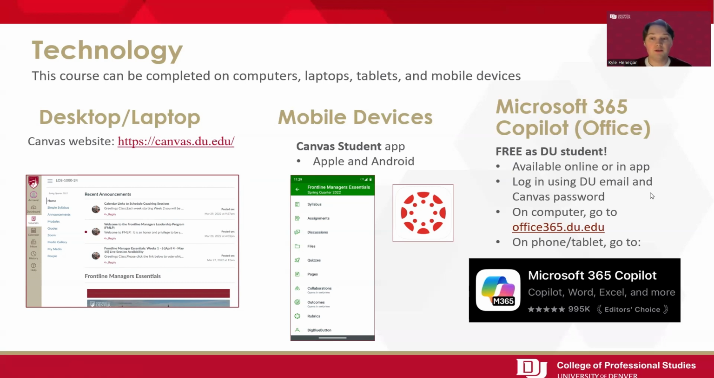There's a couple different ways that you can access it. If you're on a computer, you can go to Office 365, canvas.du.edu, or on a phone or tablet, you can download the Microsoft 365 Copilot app. And either way, you're going to log in using your DU email and the same password you use to log into Canvas, and that will allow you to access all of those Microsoft apps for free.